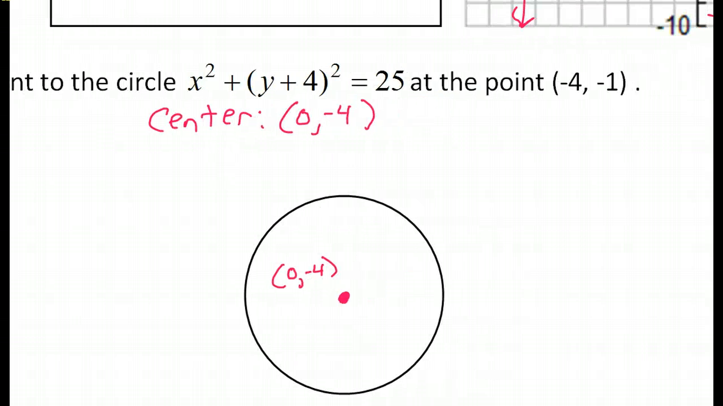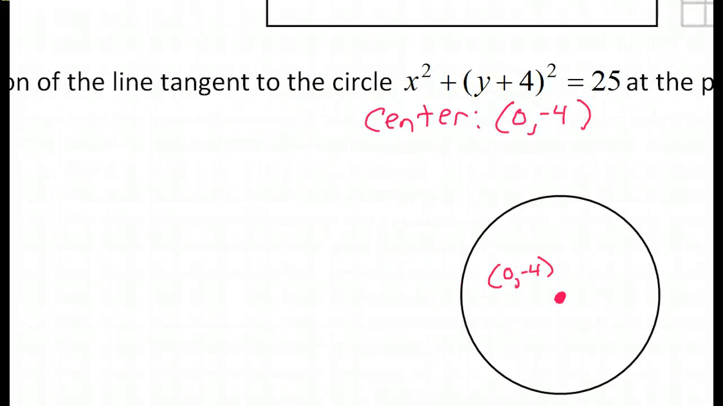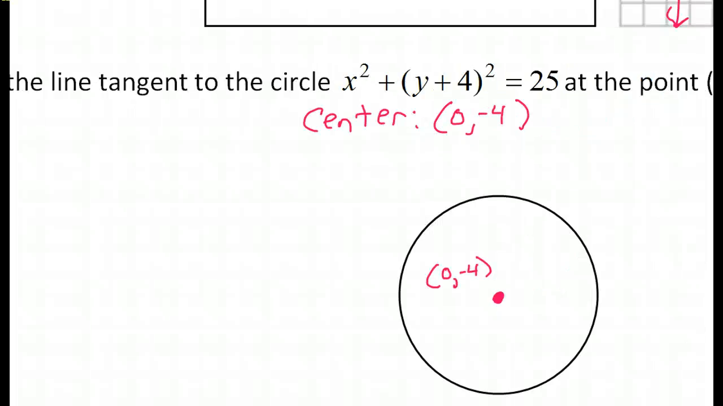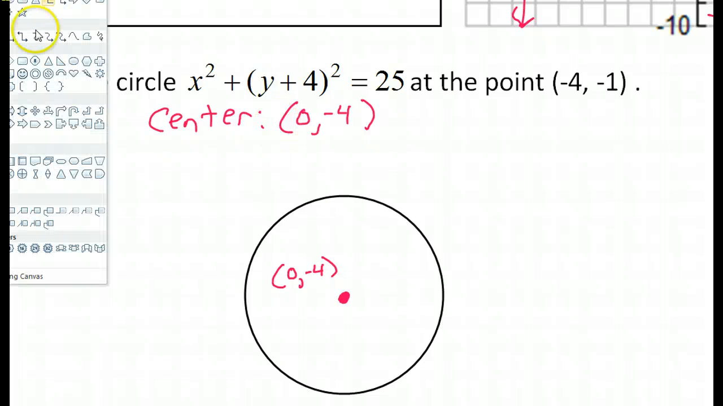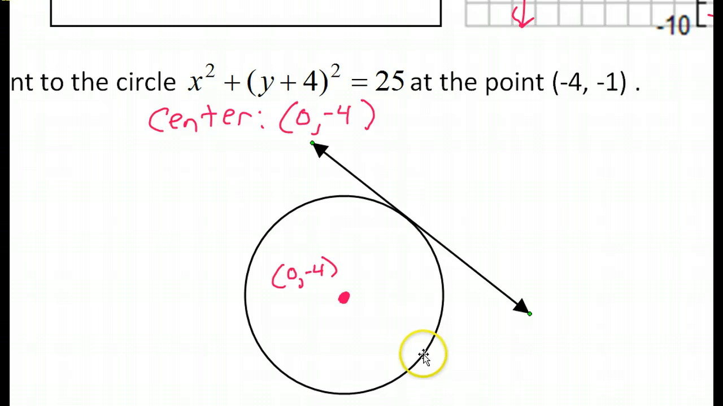Now, we're supposed to be finding the equation of some tangent line. Okay, so just draw a tangent line anywhere. It doesn't have to be accurate right now. Alright, just draw a tangent line. And of course, a tangent line is just going to graze the circle at one point. Okay, so something like that.